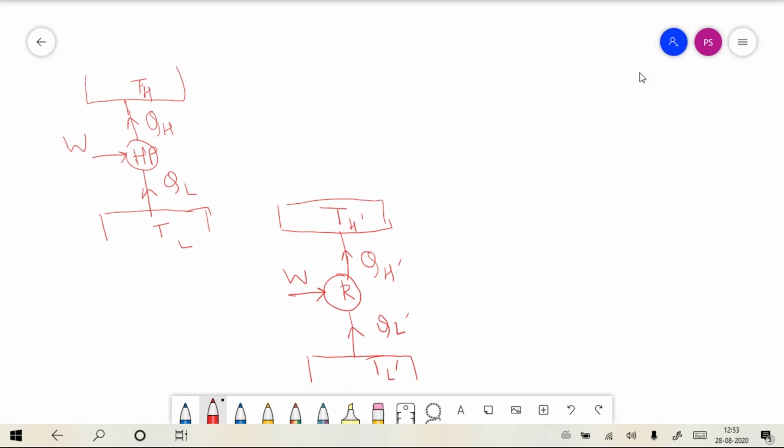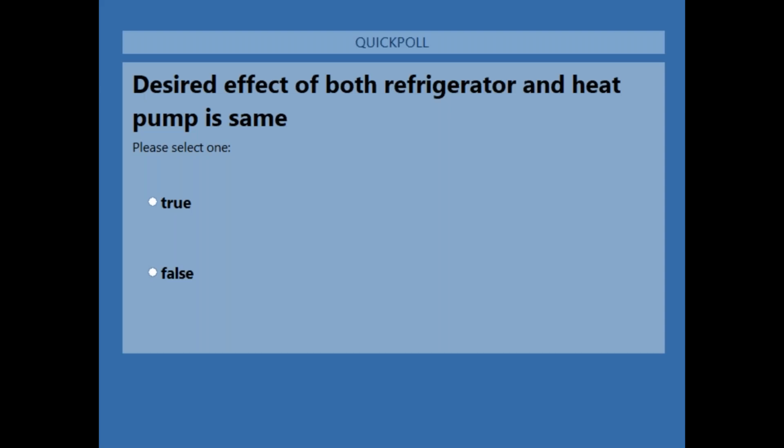Not all of you understood this, but 70% of the class has understood it. Hopefully now it is clear to all that in both the refrigerator and heat pump, the direction is from lower temperature to higher temperature. Now this is much simpler.